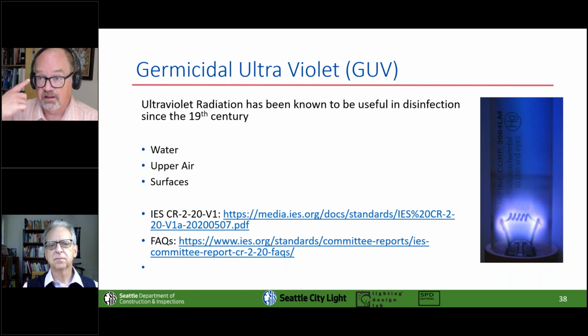Light implies the idea that we can actually see it. We don't see the active portion of this ultraviolet spectrum. So it's not really lighting to begin with, but it does fall under electrical, which is also what we're talking about here. So that's an important distinction, because a lot of times I've been asked why this is involved in lighting at all.